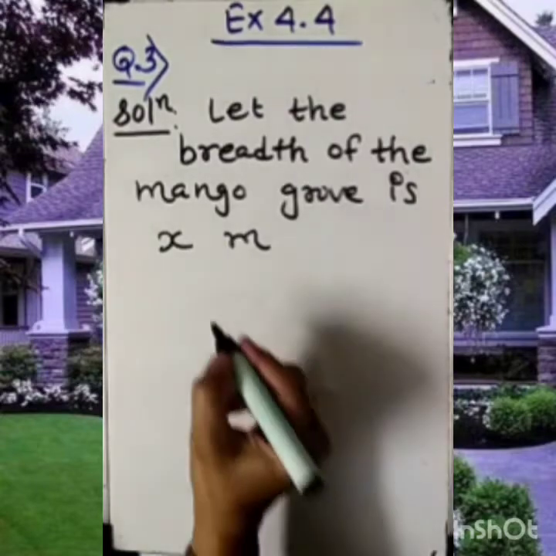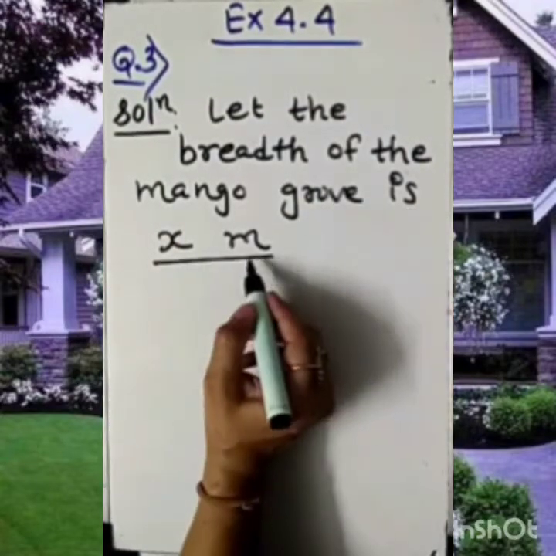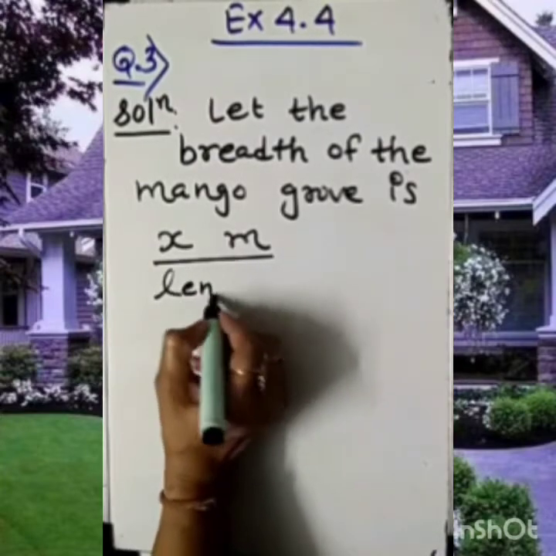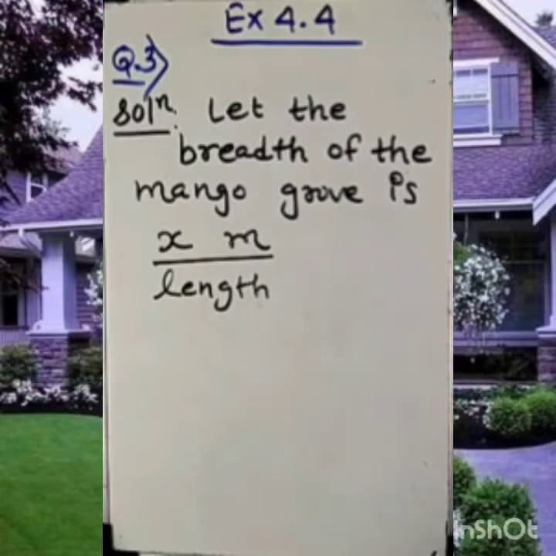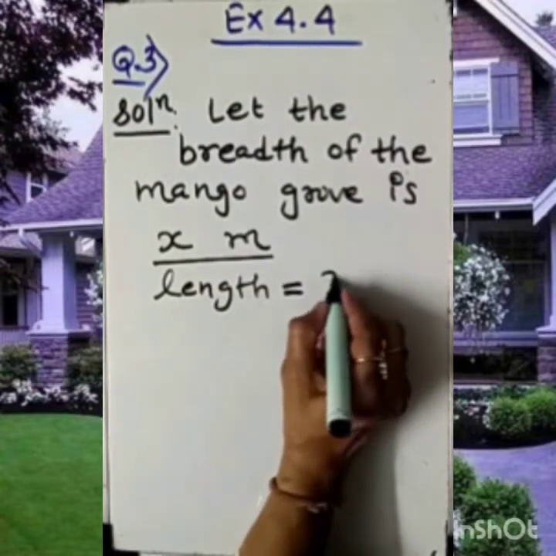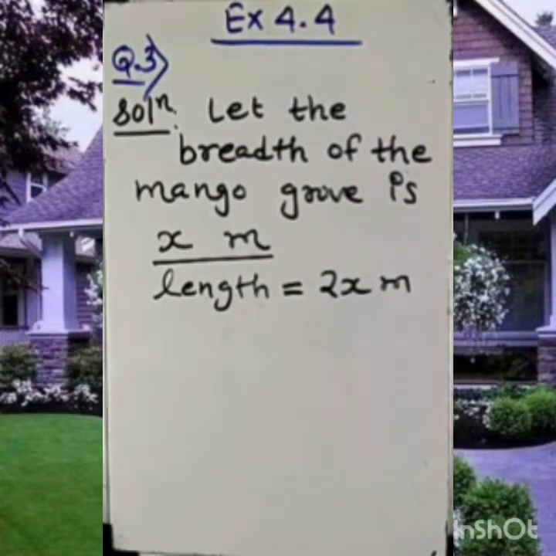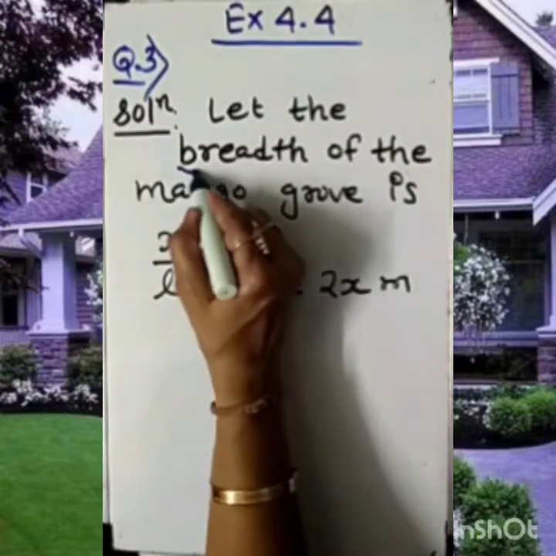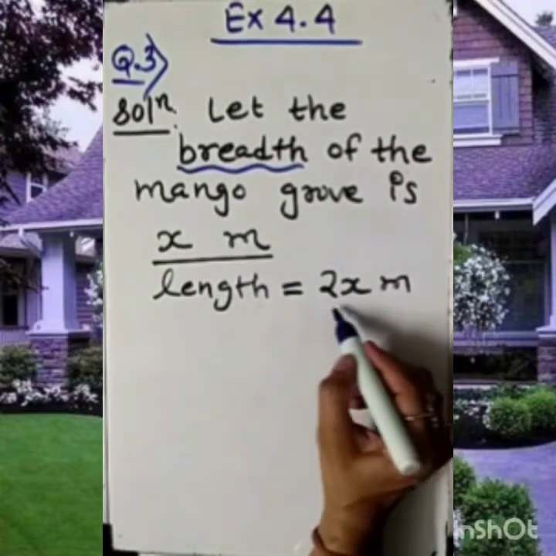So what will be the length? If breadth is x meter, then we are given the length is double. Here it is clearly mentioned length is twice its breadth. So length is twice its breadth, so it will be 2x meter. Clear? So we got the value of length also. The breadth is x meter and the length is 2x meter.